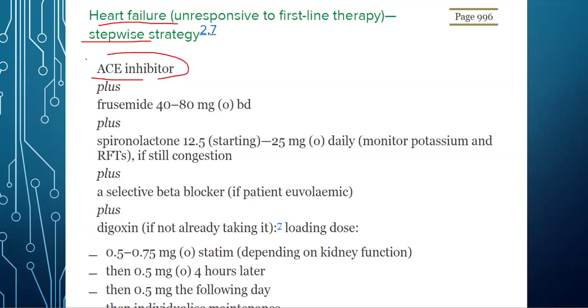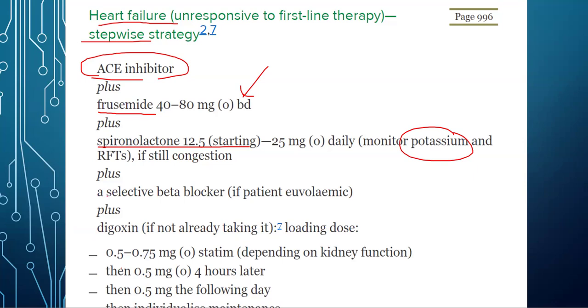Now, after ACE inhibitor, what will be your next step? Your next step after ACE inhibitor will be furosemide. Furosemide is especially important if the patient has features of congestion in the body, like fluid accumulation. If furosemide itself is not working, then you can add spironolactone. When you add spironolactone, you need to monitor their potassium level because spironolactone can increase the potassium.